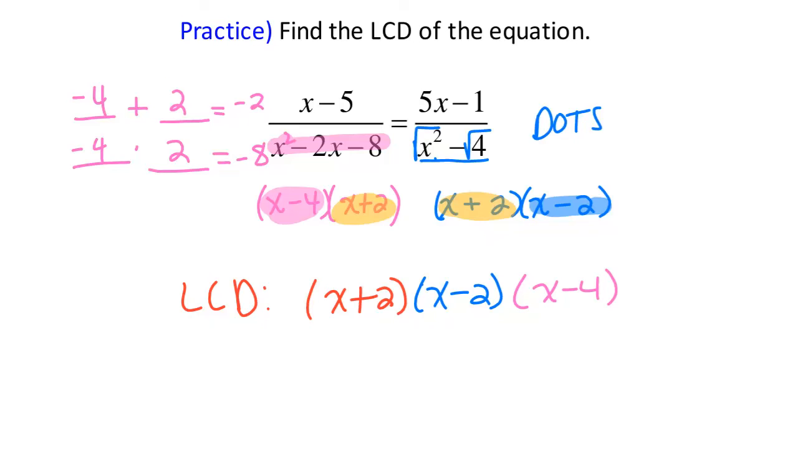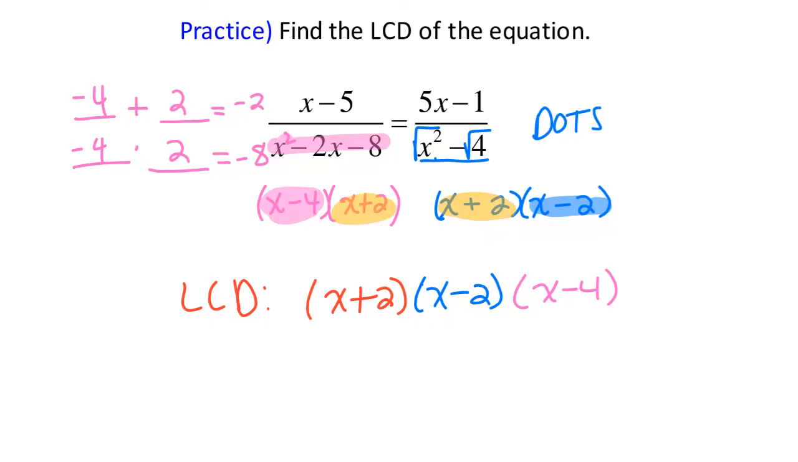But again, you can write them in any order. You could have written the x minus 4 first, then the x plus 2, x minus 2. You can do x plus 2, x minus 4, x minus 2. As long as you have all 3 of them, the order doesn't matter for the binomials. Okay?